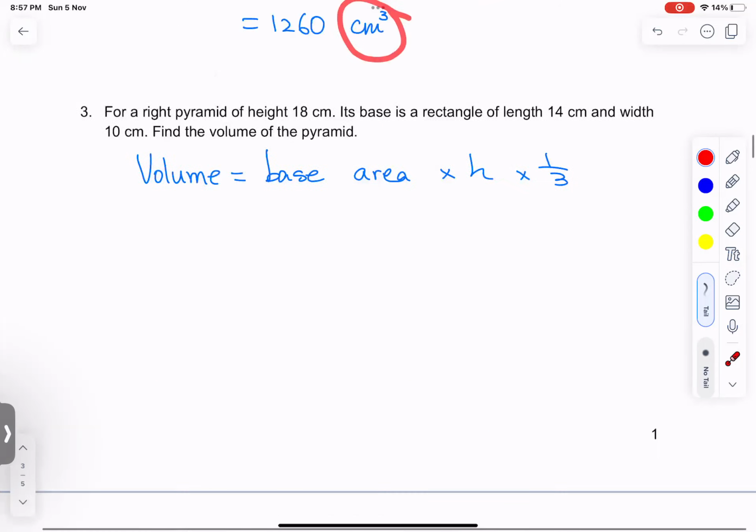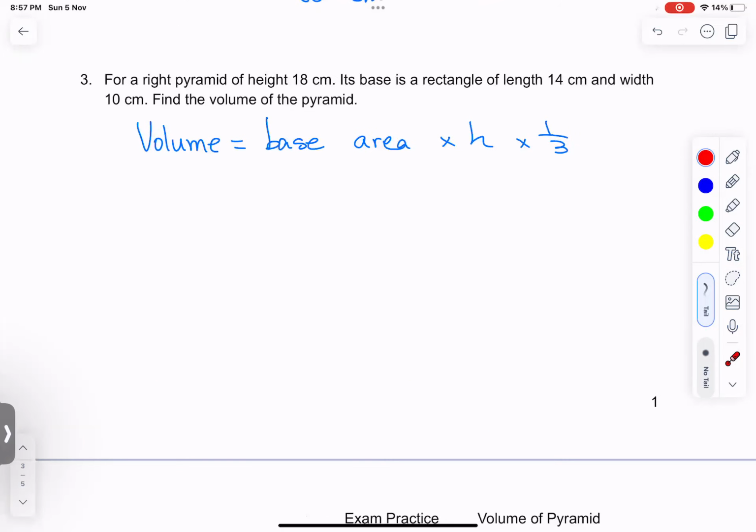So very quickly, can you do question 3 on your own? To find volume, you need base shape area times height times 1/3. Now, first of all, what shape is our base? Our base is a rectangle there. Now, how do we find the area of a rectangle? Area of a rectangle is length times width. And then do we know our height?